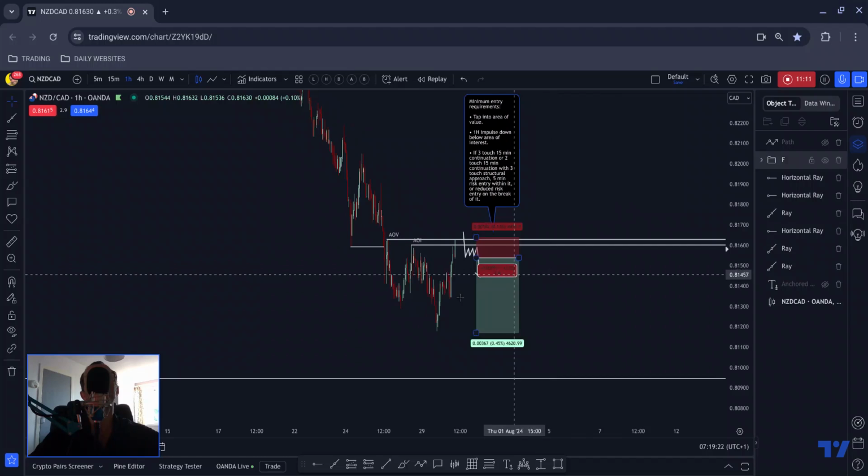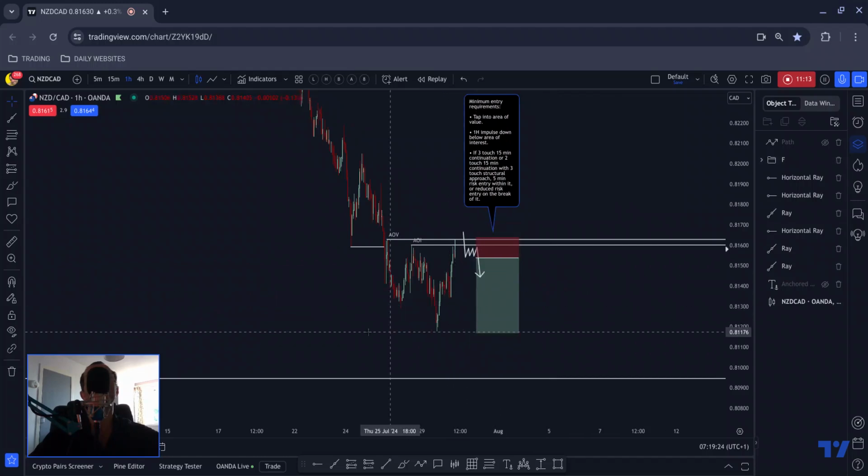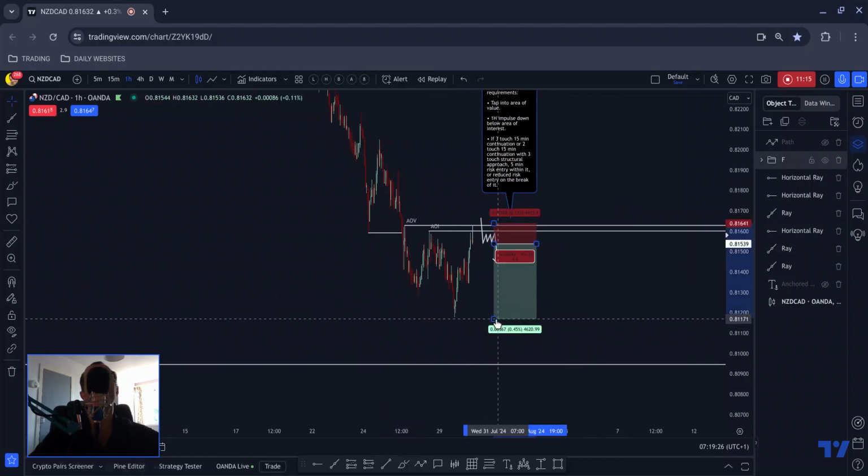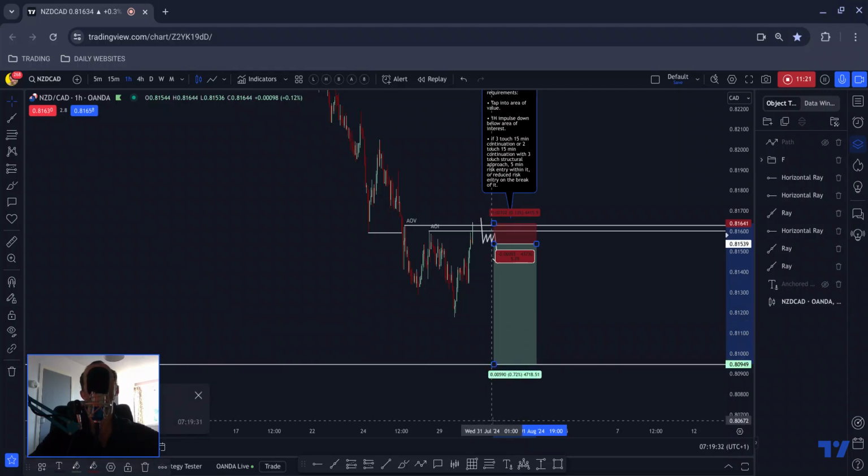And then I would look to target that low as a first target for something in the region of 3.6. And then we would have about 5.8 to the low.